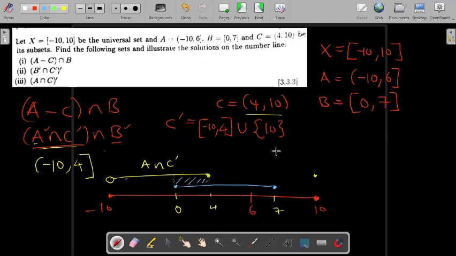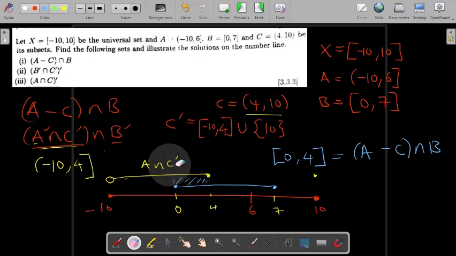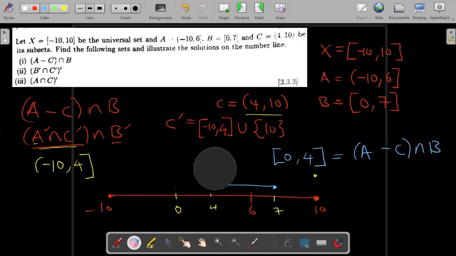So the 0 and the 4 are going to be included. The 0 and the 4 are going to be included. And this here is going to be the answer for A minus C, then intersect B. But they're telling me to also illustrate the solution on the number line, so I will not just end there. What I'll do is plot that as well.